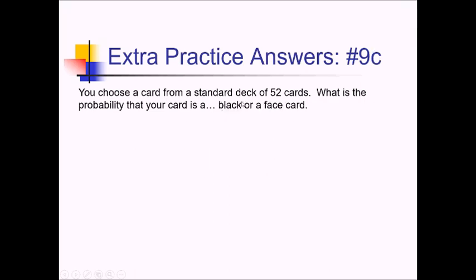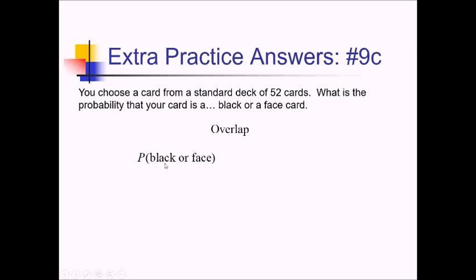For this problem, we want the probability that our card that we draw from a deck of 52 is a black card or a face card. Now, it's possible to be both of these at the same time. For example, the Queen of Spades is both. So we have some overlap we're going to have to take into account. So now, probability of either of these, let's find the probabilities of either of them separately and then add them, and then we'll deal with the overlap.